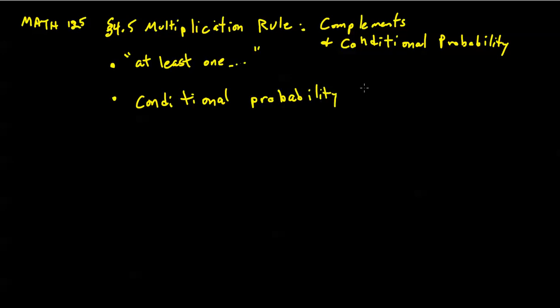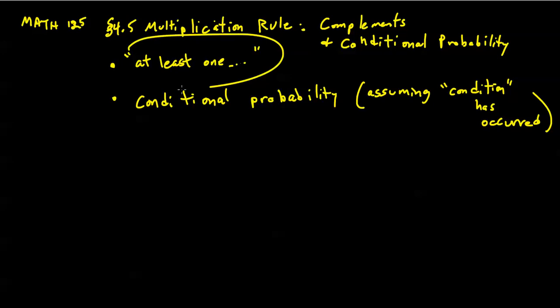Conditional probabilities are computed assuming a given condition has occurred. And we'll talk more about that later. The first thing we're going to talk about today is the at least one probability scenarios.